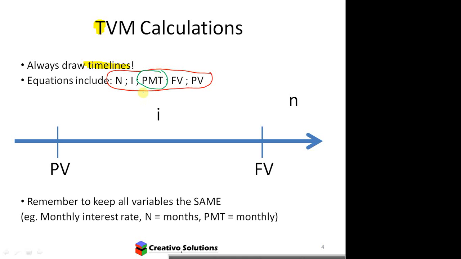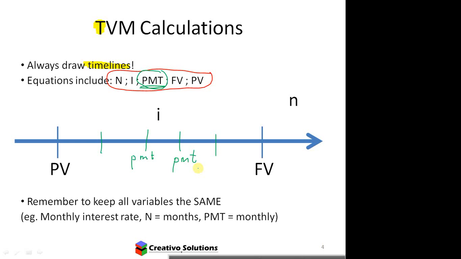Okay, PMT. PMT stands for payment. A payment would be made over a period of time. Do you agree? Yes. Okay, so those are payments that we would have over a period of time. You don't always have to have payments. It's only when I have an annuity that I will have payments.